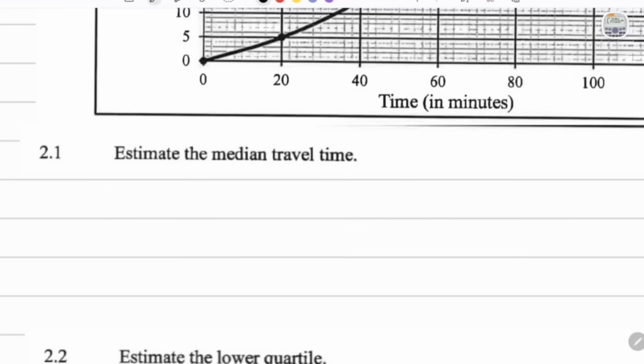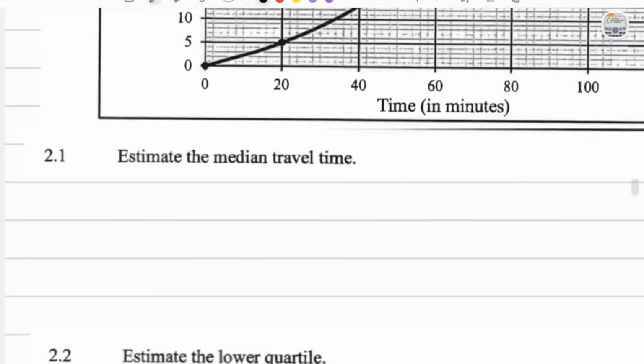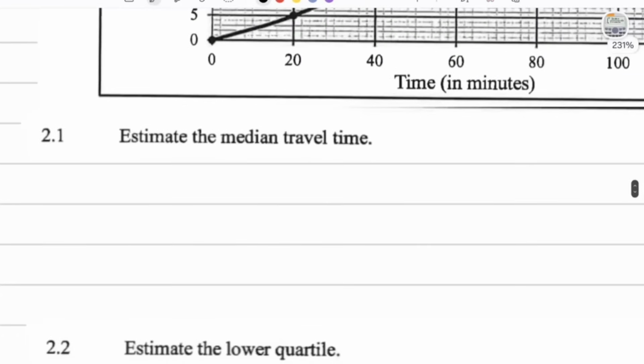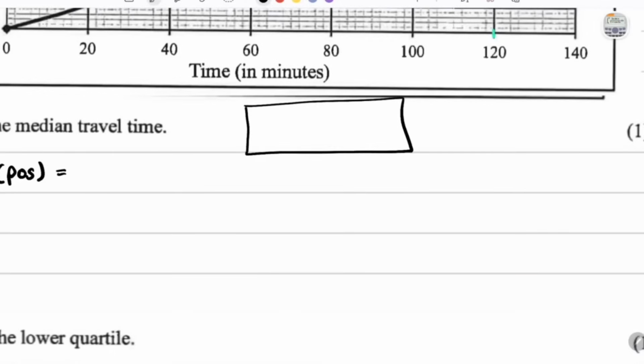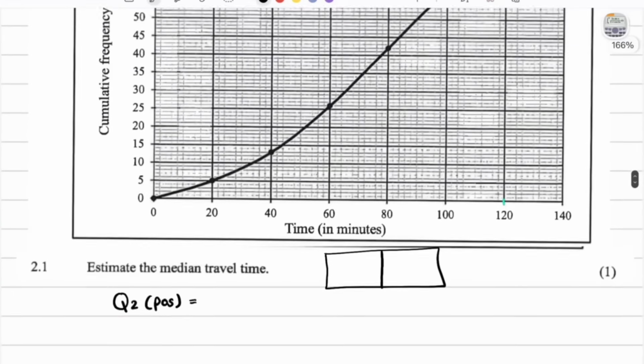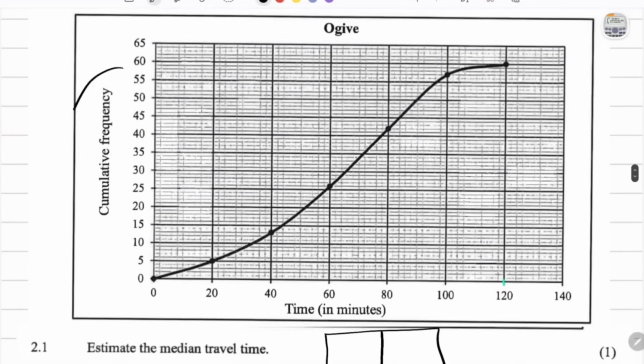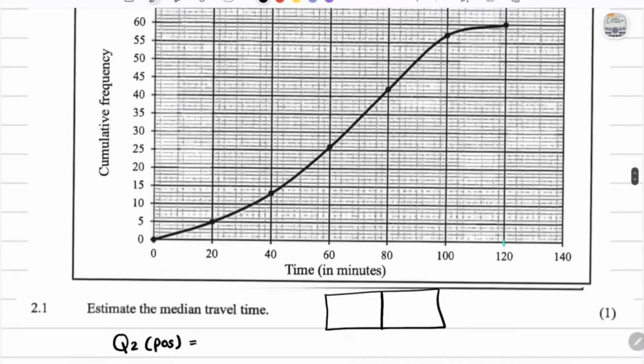When they ask you for the median and things like that, it is quite simple when it is an ogive. First of all, we're going to find the position of the median. The median is also known as Q2. Remember that it represents data being divided into quarters. So the median is the middle, it's half the data set. The data set we're looking at is the people, so at 50% of the people, that's where you're going to get your median time.